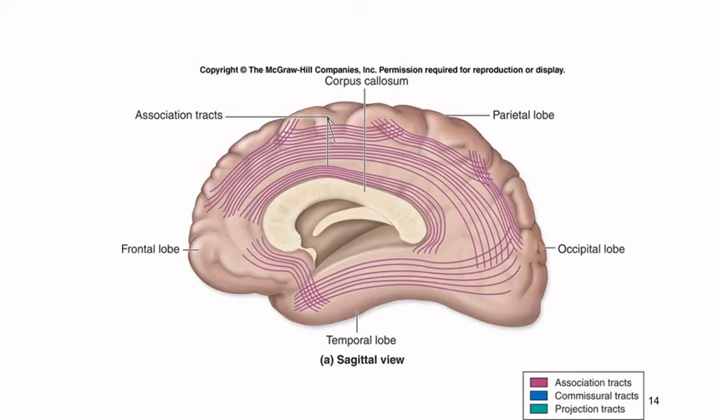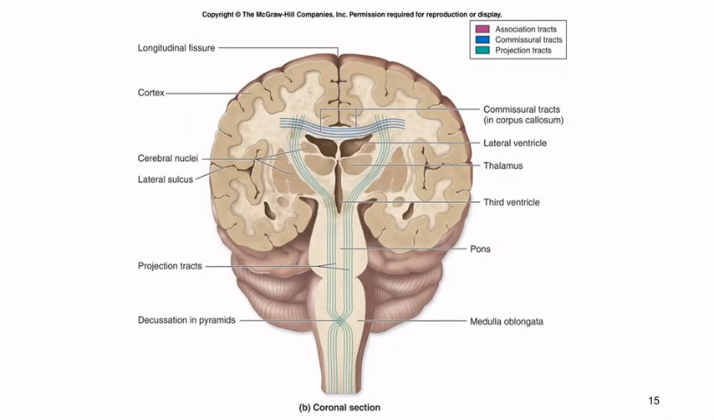Slide showing the associated fibers and the corpus callosum, the largest commissural fiber. Here in this slide, we can see the projecting tracts, descending or ascending, and they decussate in the pyramids. And we can also see the commissural tract that connects the right with the left side or hemisphere.